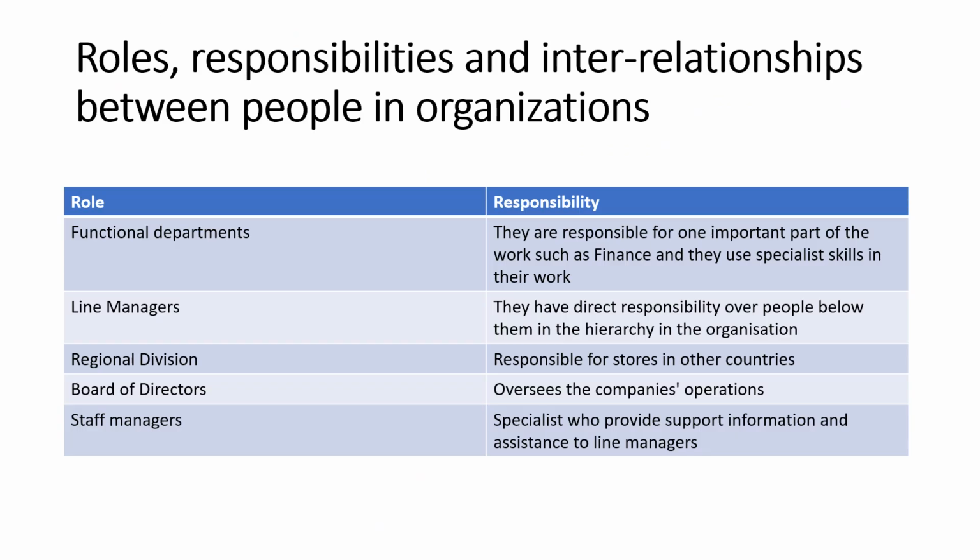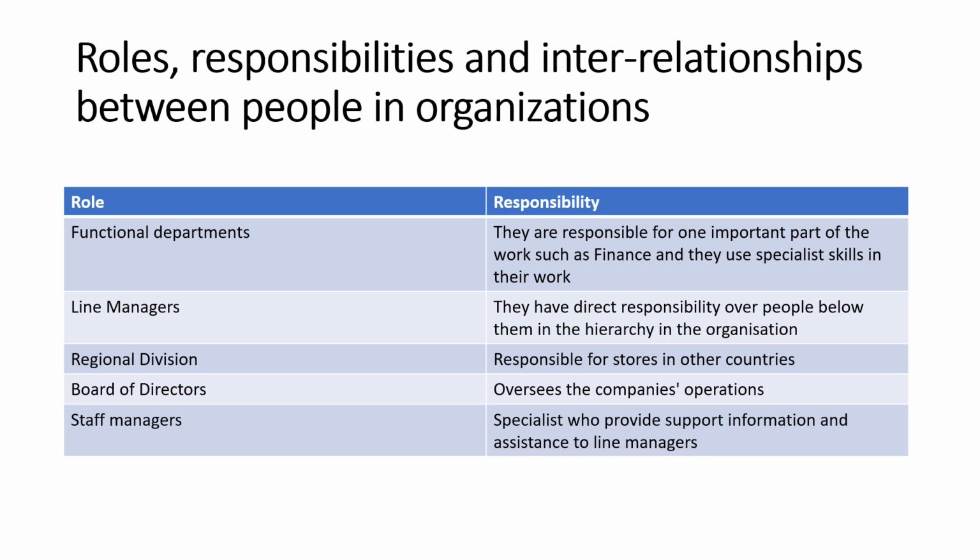The roles, responsibilities, and interrelationships between people in the organization. One of the roles is functional departments. They are responsible for one important part of work, for example, the finance department, and they will use their specialist skills in their work. Then we have the line managers. They have direct responsibility over people below them in the hierarchy in the organization.